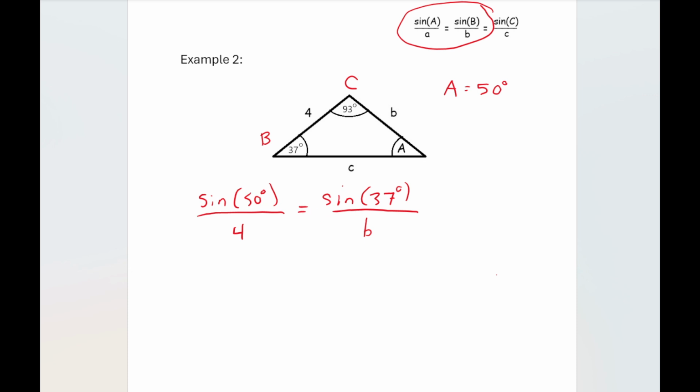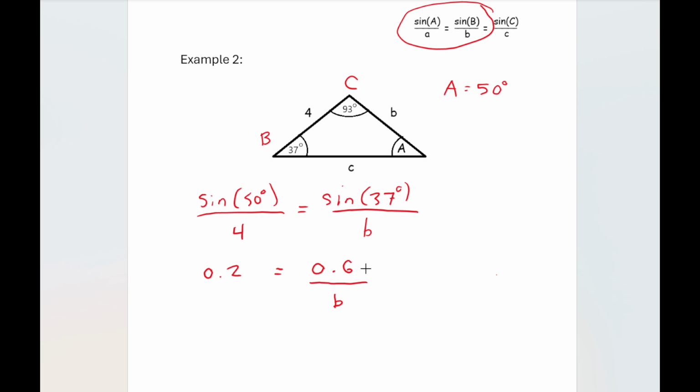If you wanted to, you can go ahead and simplify this side to make it a little bit easier, but we'll just write it that way down here. So if I take sine 50 degrees and divide it by 4, we get 0.2. And if we did sine of 37 degrees and simplified that, that will reduce to 0.6, and then divided by our unknown value for B. Now it looks a little cleaner, and we can rearrange this equation to solve for our B.